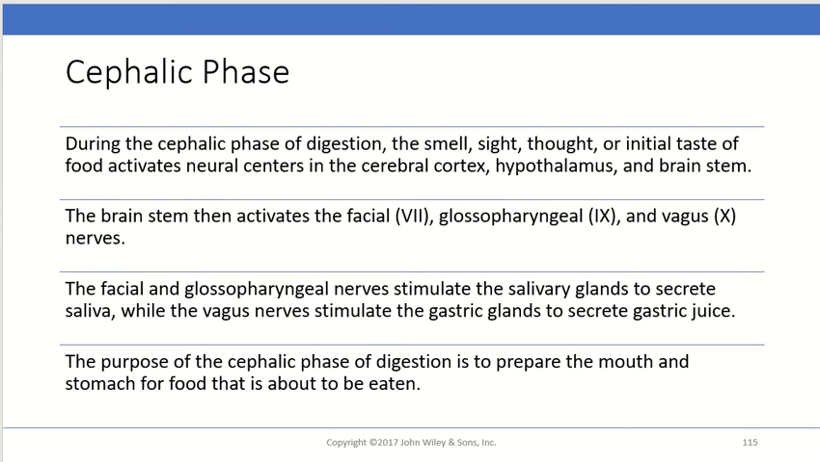And the facial and glossopharyngeal nerves are going to stimulate the salivary glands to secrete saliva. So this is why your mouth kind of waters when you smell something really good. And then the vagus nerve is going to stimulate the gastric glands to secrete gastric juices. The purpose of the cephalic phase of digestion is basically to prepare the mouth and the stomach for the food that's about to be eaten.